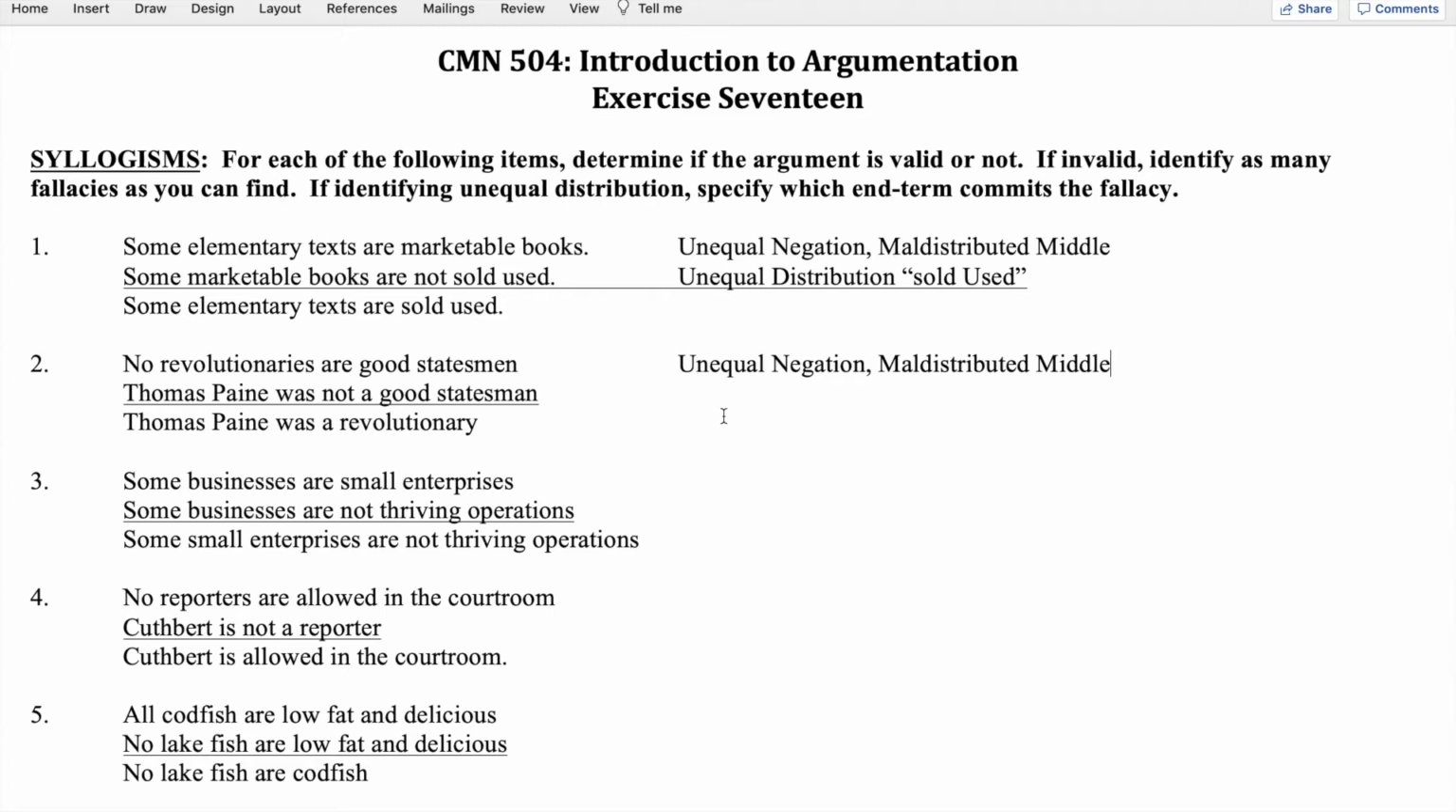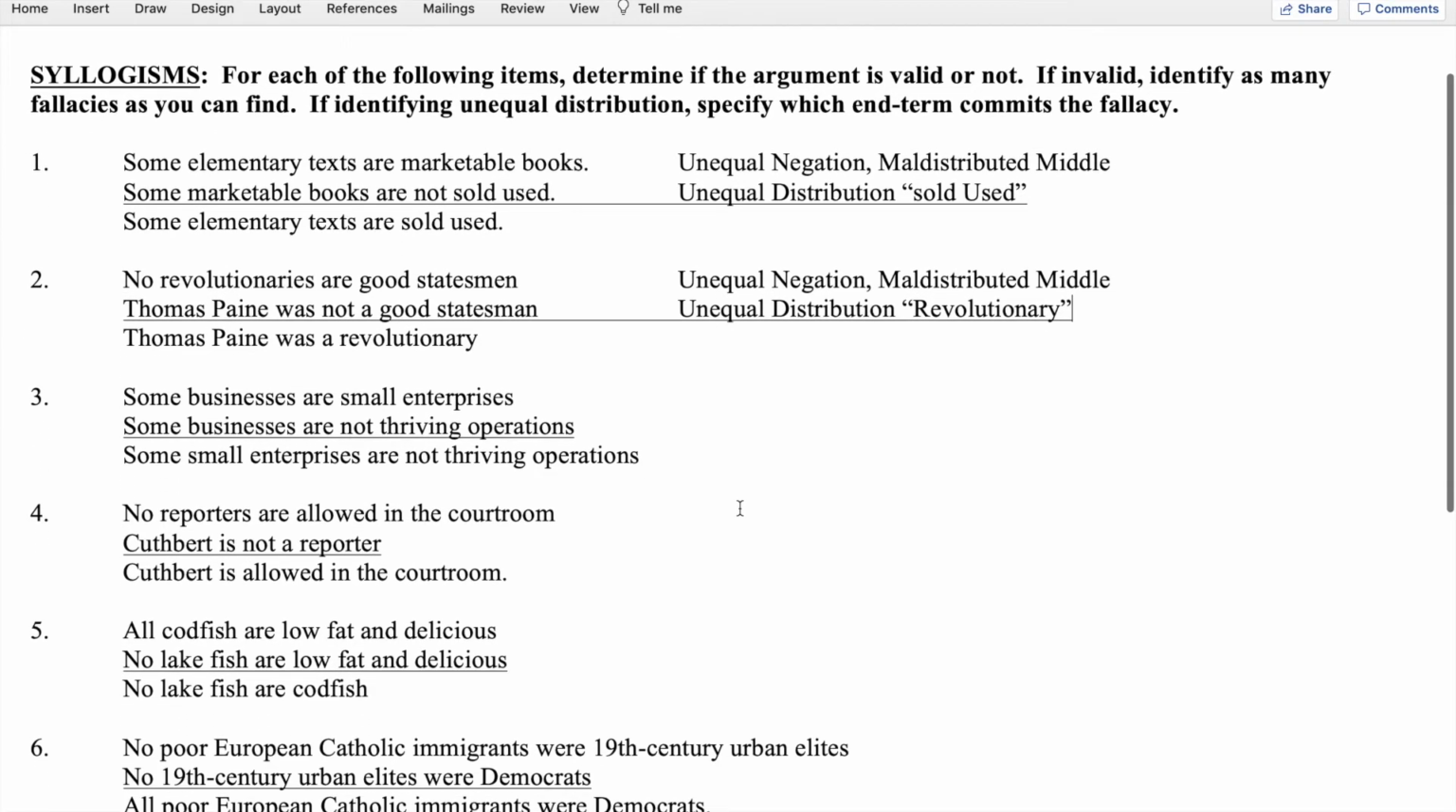But then we have revolutionary, and revolutionary is not distributed in the conclusion, but it is distributed in the first premise as subject of a universal. So we have unequal distribution of the end term revolutionary. And so again, 3 fallacies with number 2.